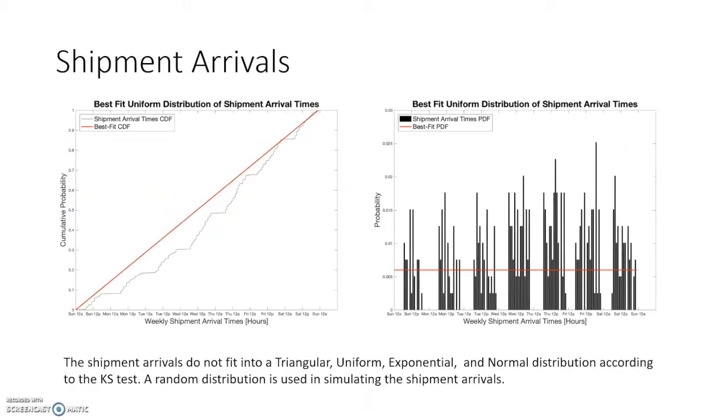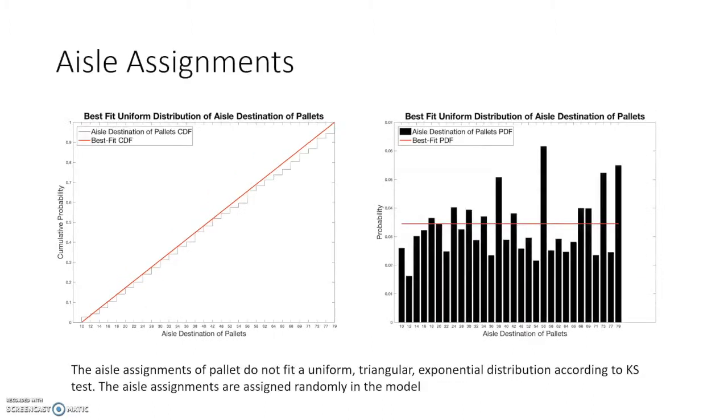These are the CDFs and PDFs we used. You can see the distributions match closely to what we modeled. For IO assignments, while it's not really a uniform distribution, we found that it was close enough to model as a uniform distribution, which is what we ended up doing. That's the end of our presentation.